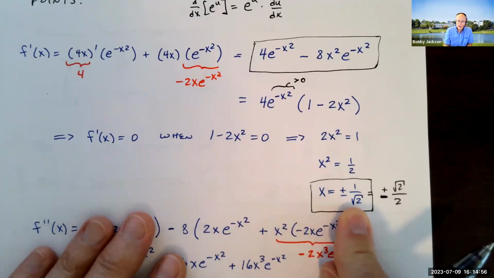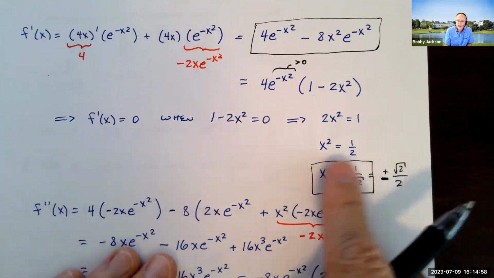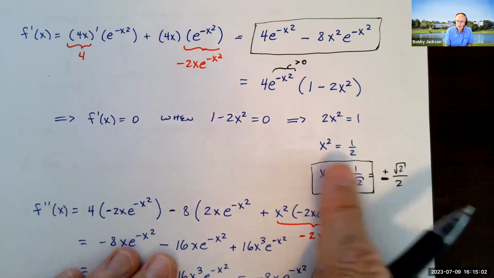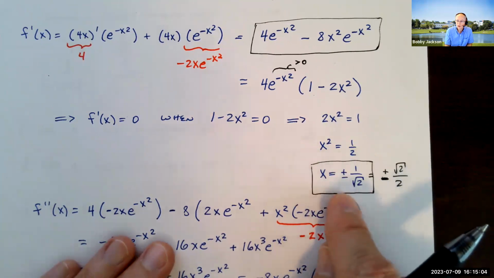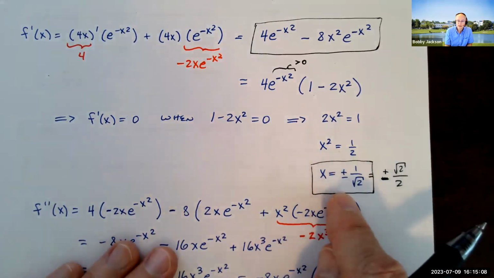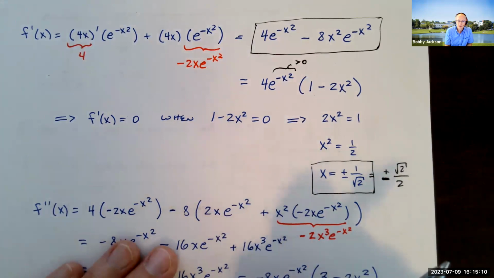Okay, that's just the first derivative, right? And these are potential transition points. They're potential points of change from increasing to decreasing or decreasing to increasing. And we'll do that in a minute when we look at a sign check of the derivative.